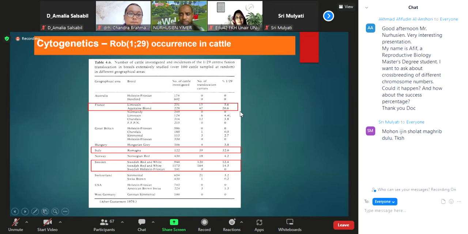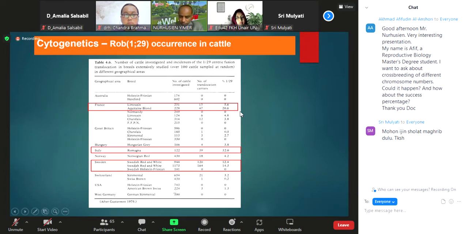The highest rate of prevalence of this translocation was reported from Italy, even though the number of animals investigated was little. From this particular breed of cattle, 32% had this translocation. Also from France, they have reported it in these breeds of animals, including Limousin. I think Limousin is famous around this area. They also detected this translocation in this animal. From Sweden, as I mentioned, I think that's where it was first reported. They also have a big percentage of incidence of this abnormality in their cattle breeds.